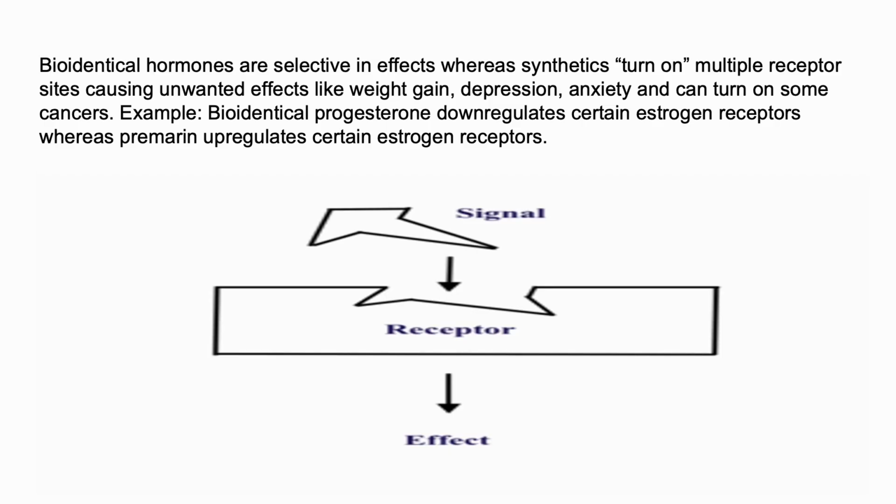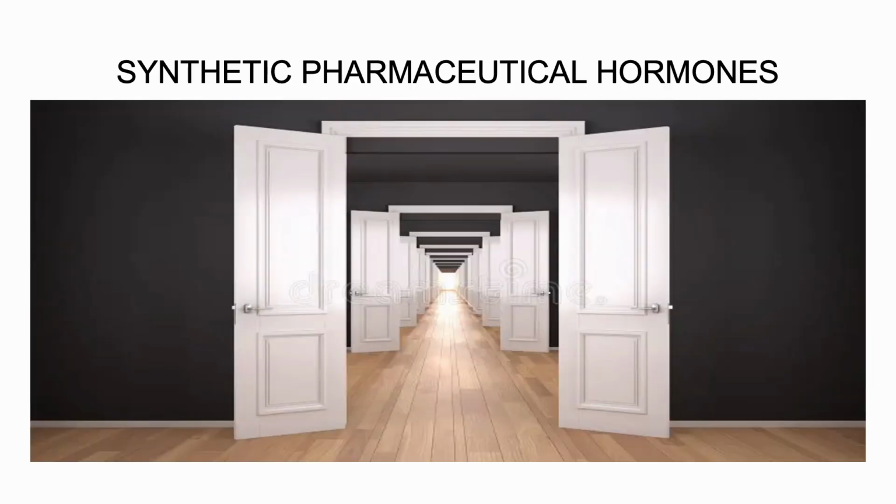Beautiful. So just as Dr. Brannon said earlier, bioidentical progesterone downregulates certain estrogen receptors, whereas Premarin, which is that synthetic pharmaceutical grade progestin, upregulates certain estrogen receptors. And so, as we talked about a second ago, when you're binding to that receptor site with a synthetic pharmaceutical progestin, you're opening up all these doors that do not need to be open, and that's what causes increased cancer risk, increased depression, weight gain, all these significant side effects. But it's all about the molecule.